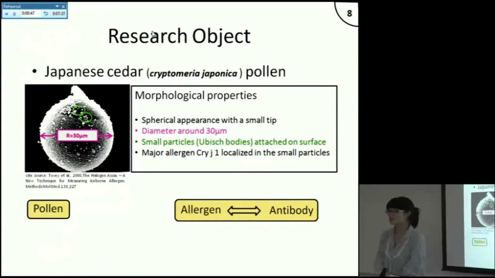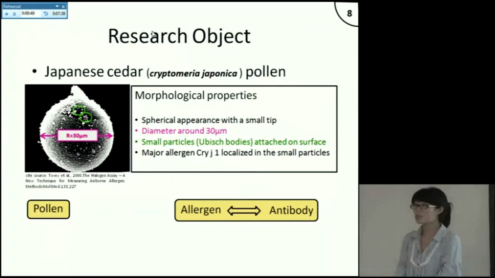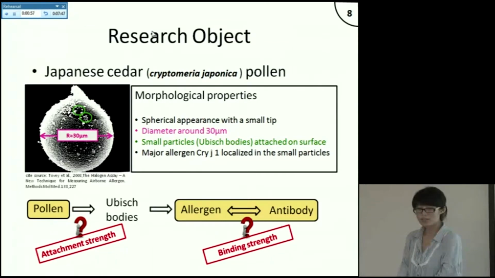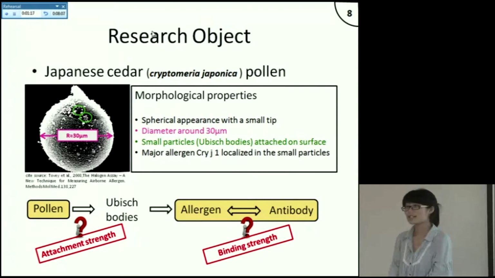Because my research objective is to realize pollen counting, and the detection process is based on the allergen and antibody interaction, there are two basic questions that I need to make clear. First is whether there is enough attachment strength between pollen grains and Ubisch bodies, and the other is whether there is enough binding strength between allergen and antibody. These two conditions directly decide whether the relatively huge pollen can be captured by the antibody.